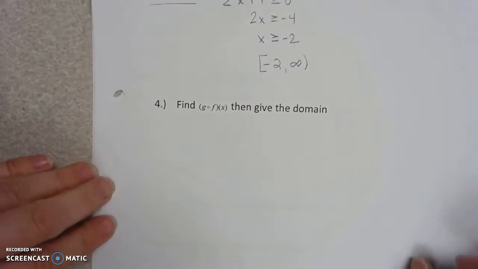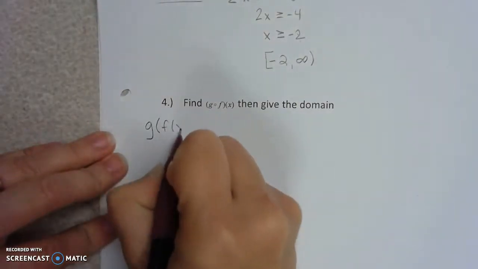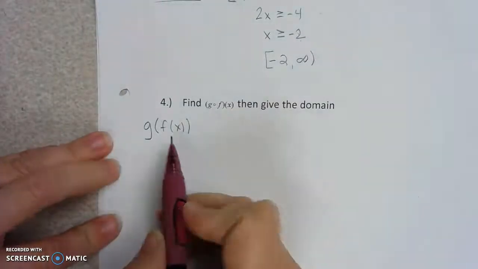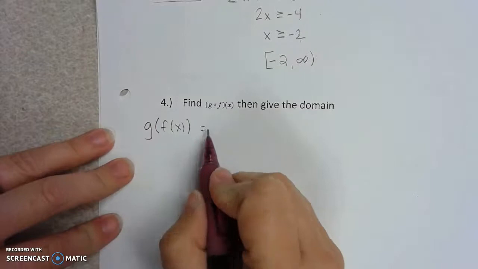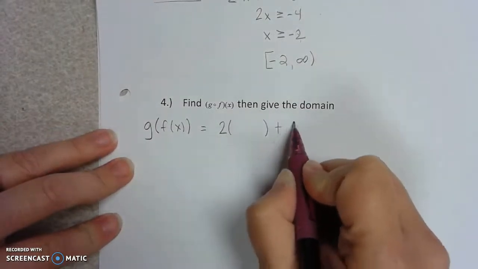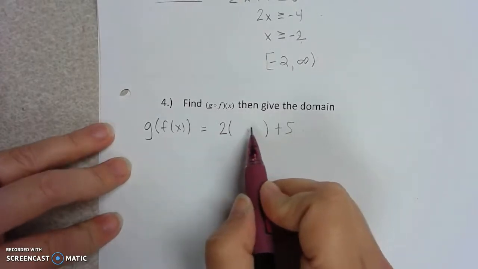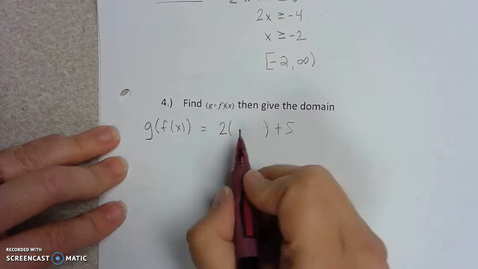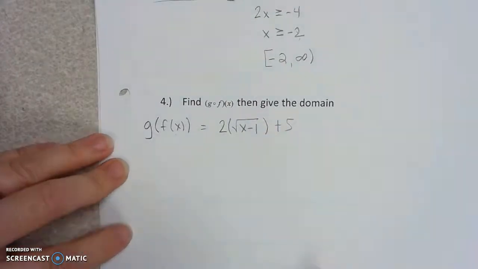Okay, let's look at number 4. It wants us to find g of f of x and then give its domain. So let's see, g of f of x. I'm going to take f of x and fill it into g. Now g says 2 times x plus 5, but instead of putting that x there, I'm going to put the function f, which is the square root of x minus 1.